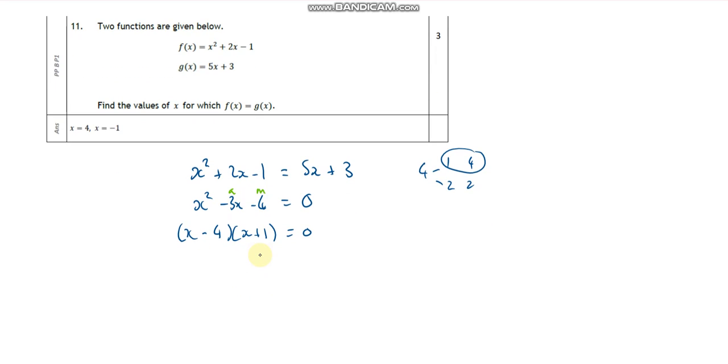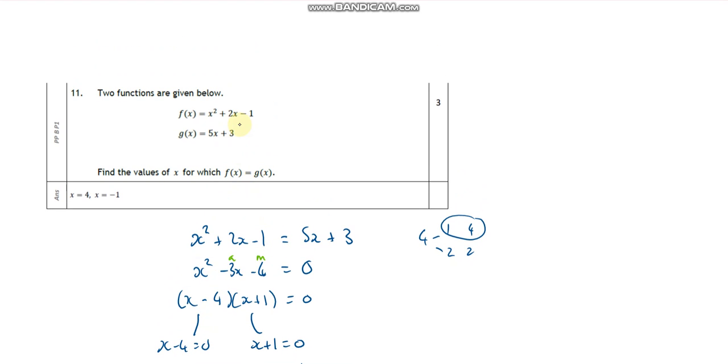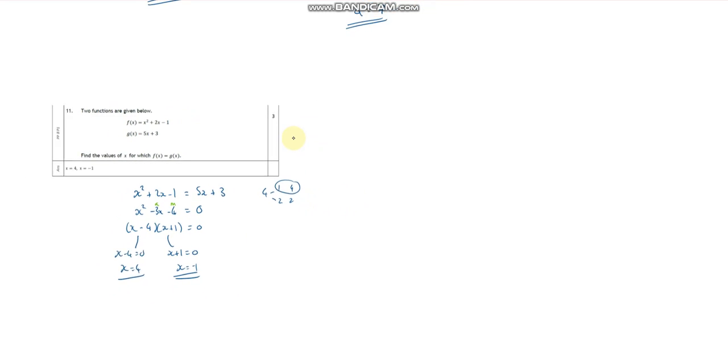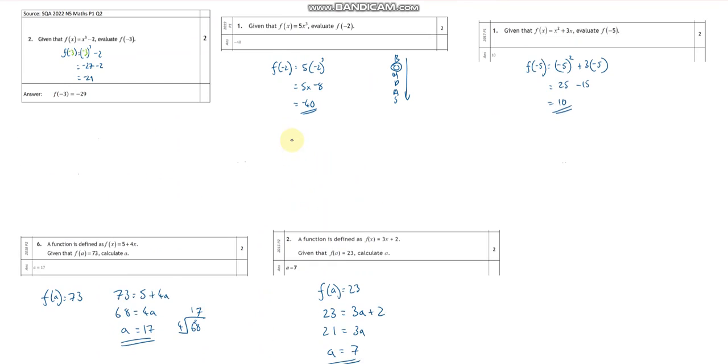So my final answer then means that x take away 4 has to equal 0, or x plus 1 has to equal 0. Then x is equal to 4, and x is equal to negative 1. So that one was actually more of a factorizing question dressed up as a function question. So not really a function question, I wouldn't say.